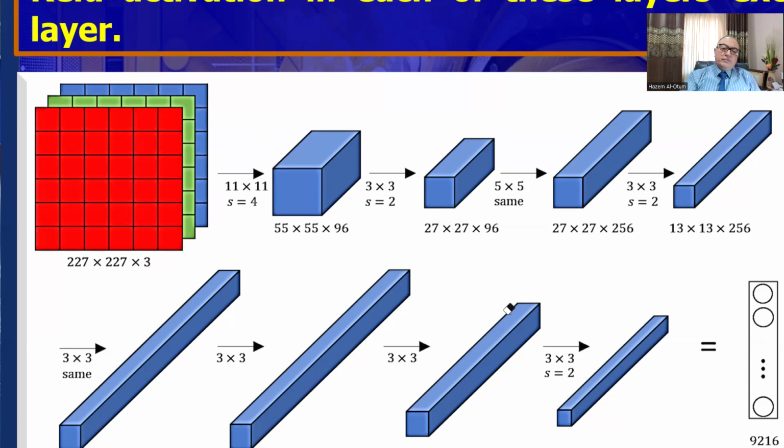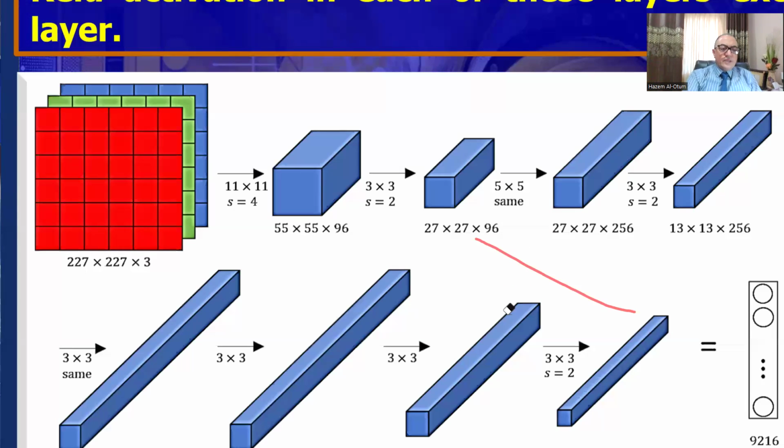Next, this will be followed by another layer, and every time we have a CNN connection, it's a convolution layer, conv layer, followed by a pooling layer, and sometimes or every time we have a ReLU activation function. We'll talk about this later in detail.